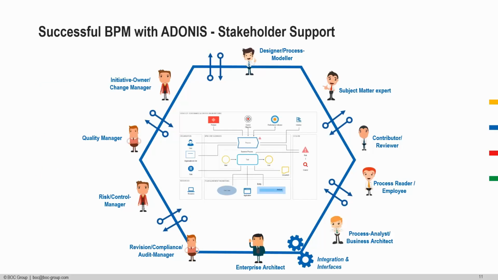So successful BPM in Adonis is all about role-based stakeholder support. We try to provide each stakeholder that has a need to use Adonis with the right information at the right time, presented in an intuitive and easily accessible way, as well as providing the best user experience when it comes to the functions of the software that are there to support each individual's use cases.